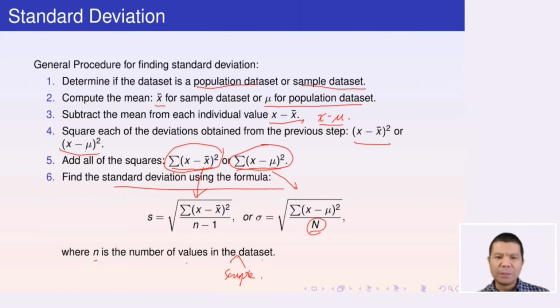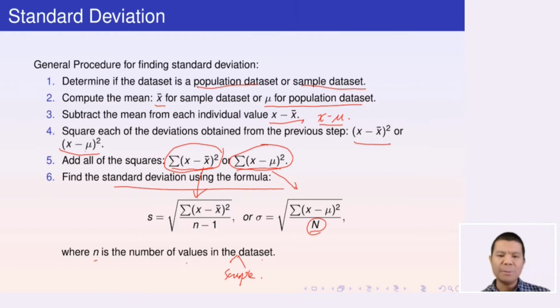First, you have to determine if the data set is a population data set or a sample data set. Second, you need to compute the mean, x bar for the sample, mu for the population. Three, subtract the mean from each individual value. Basically, this step is to find the deviation from the mean. Then step 4, square each of the deviations. Then step 5, add all these squares up. And finally, plug in the formula.